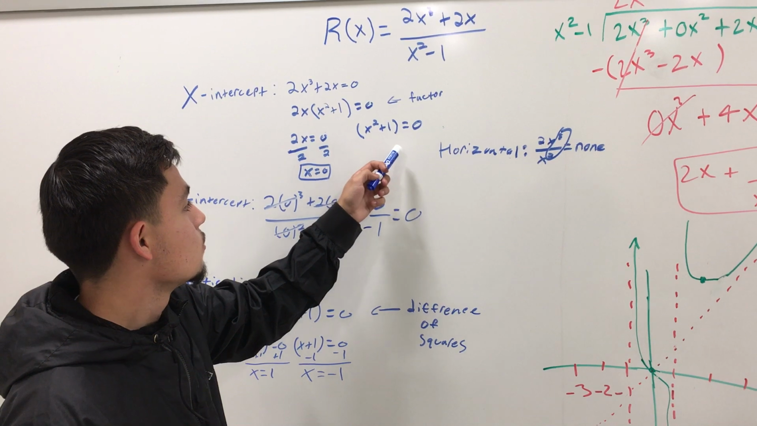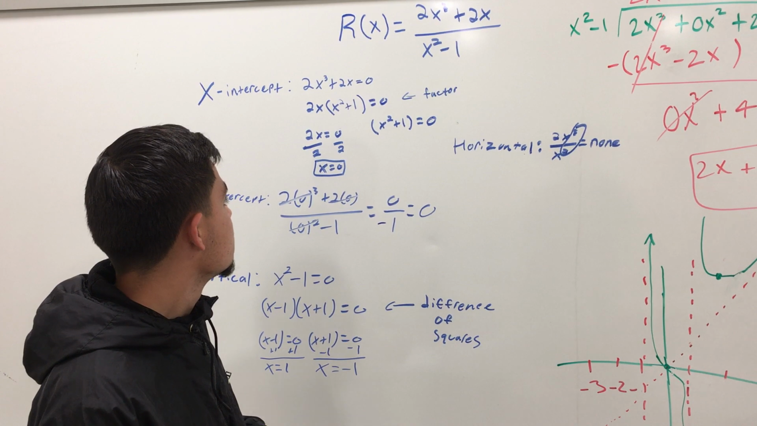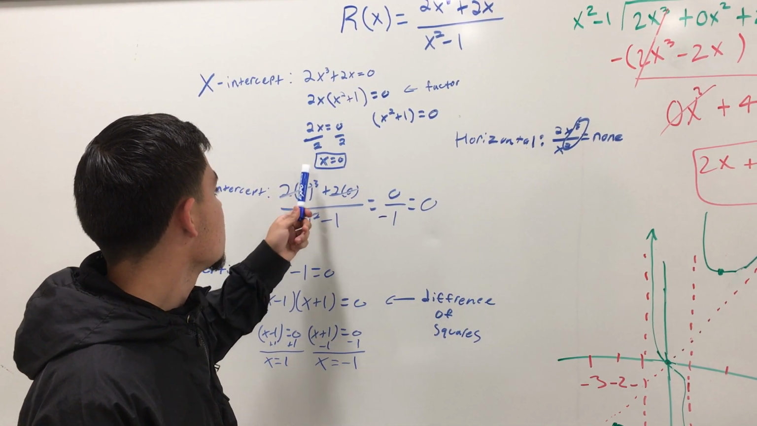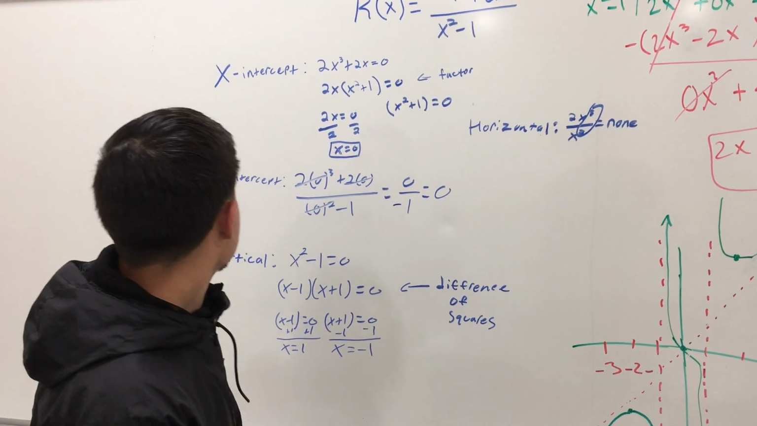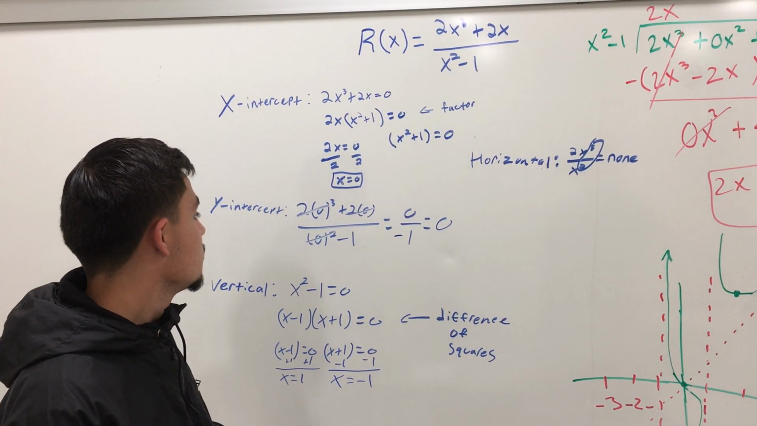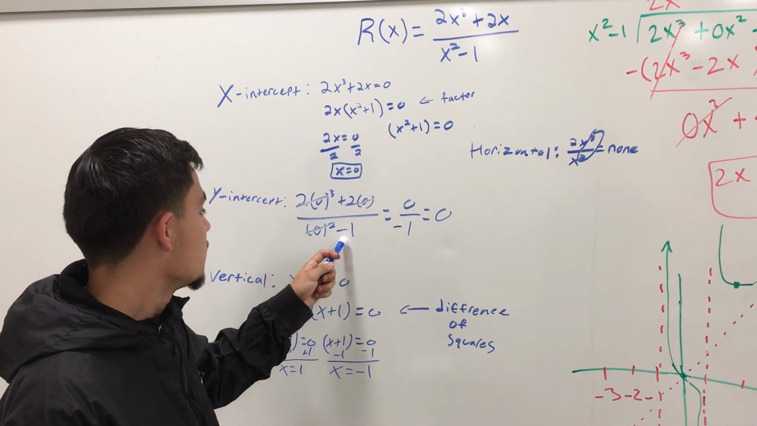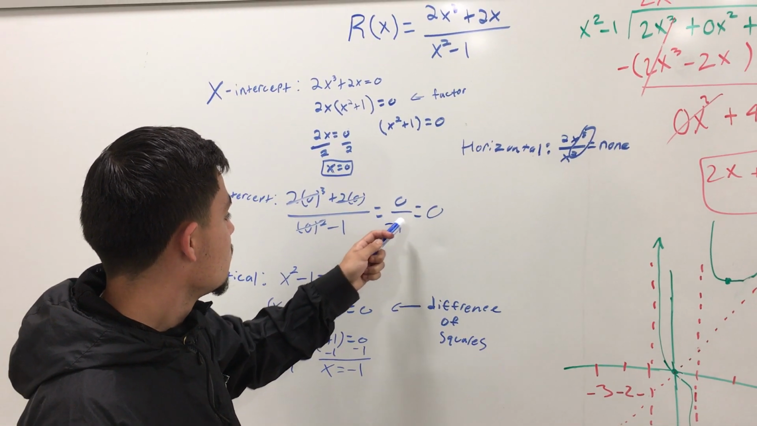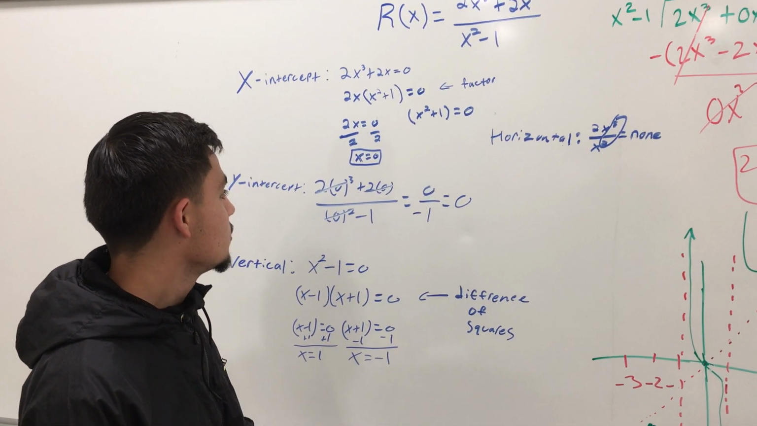But for x squared plus 1 equals 0, you can't really do anything to it, so just leave it equal to 0. But for 2x equals 0, you can divide by 2 on both sides, which gives you x equals 0. Then to find the y-intercept, you set all of the x's equal to 0, and anything times 0 just equals 0. So everything cancels out except the negative 1, which will be the denominator, but the numerator will be 0, so 0 over negative 1 is just 0.